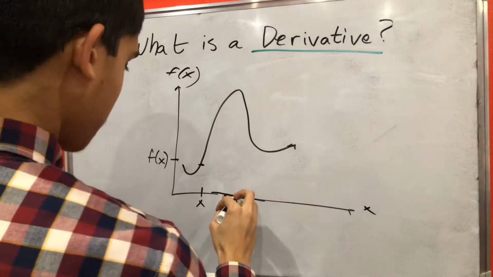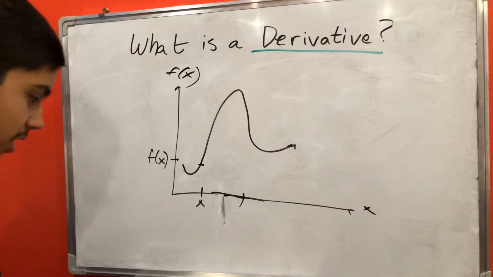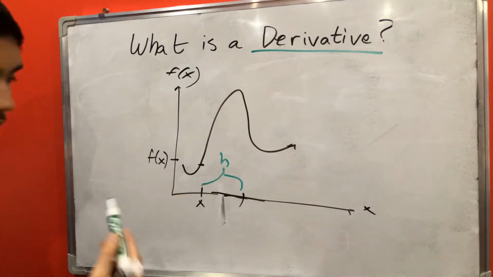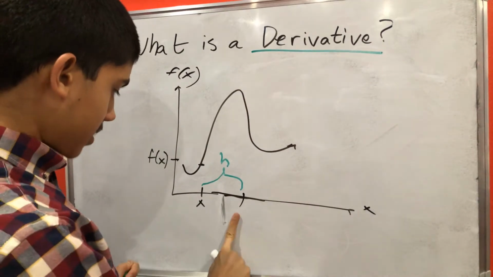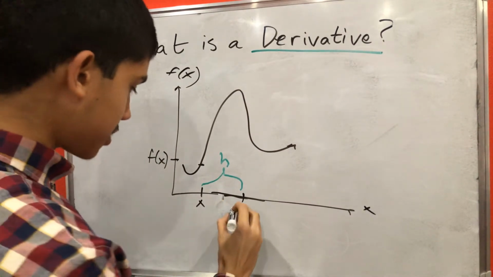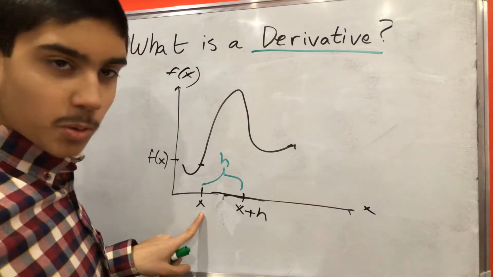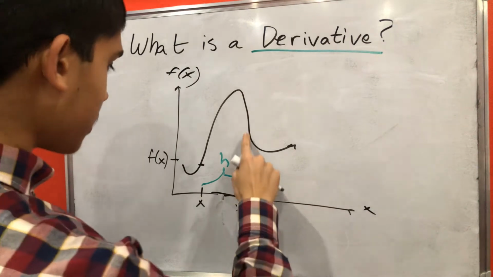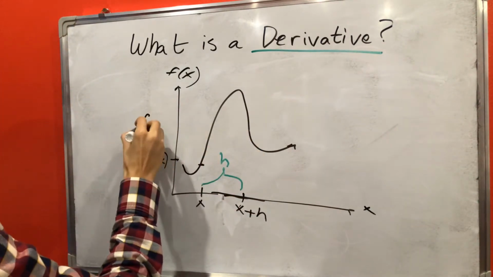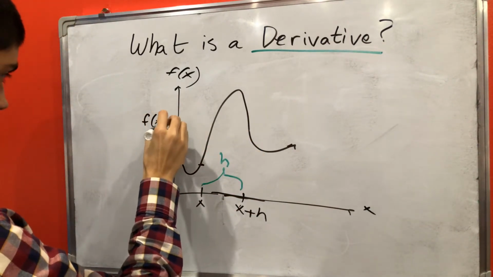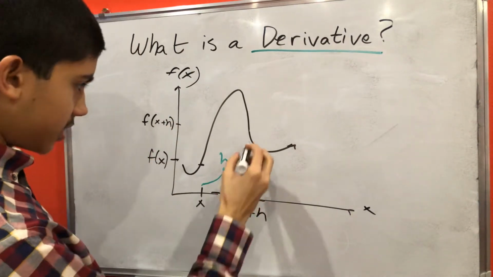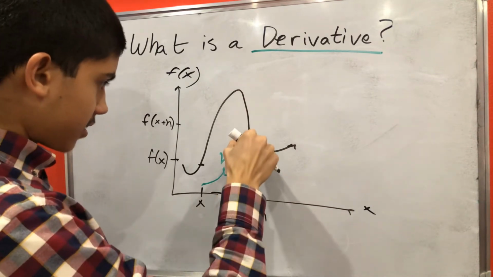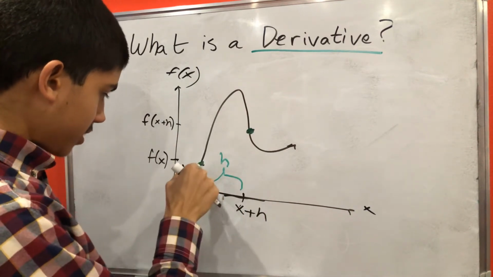And what about this point? If I told you that this distance is h, okay, h is just a number. So what will this guy be? This guy will be x plus h, right? So this is 2, and this is 2, and this point will be 4. And so what will this point be? This point will just be f of x plus h. Okay, so we're just graphing functions. So we have a point on this, a point right here, and a point right here.